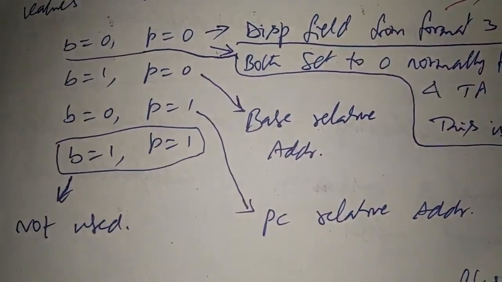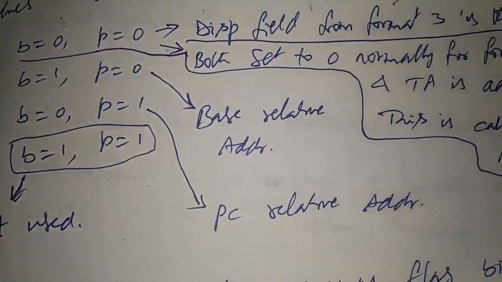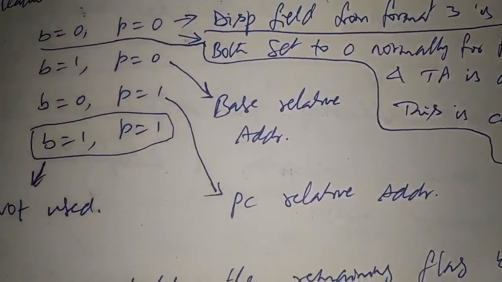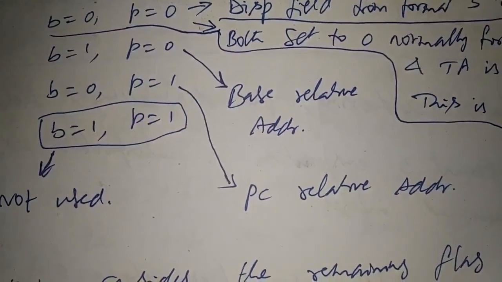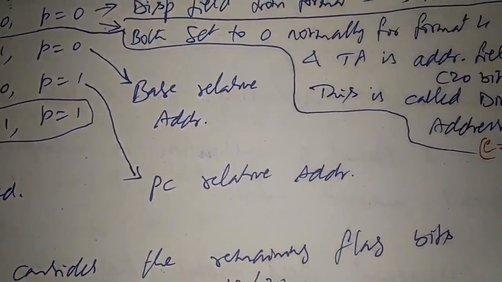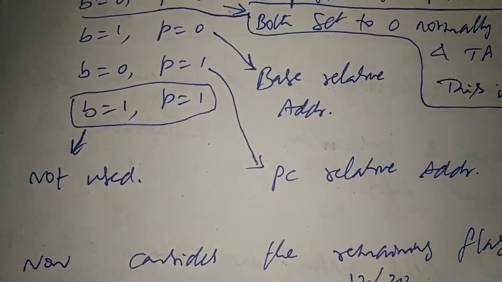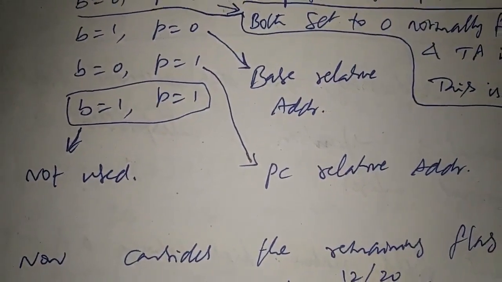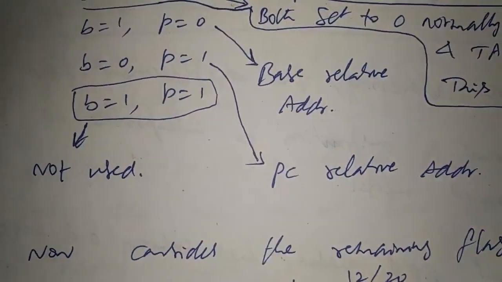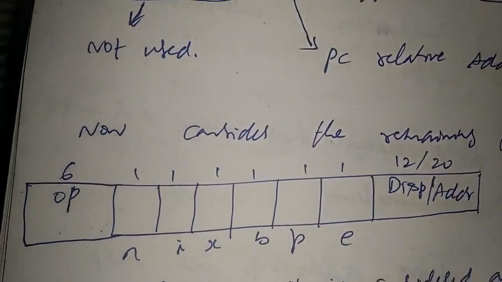Then we have B is equal to 1 and P is equal to 0. Since B value is set to 1, it is called base relative addressing. And the next one is B is equal to 0, P equal to 1. It is called PC relative addressing mode. If both B and P are set to 1, it is not possible to calculate, so this is not actually used. Setting both B and P to 1 is not used.